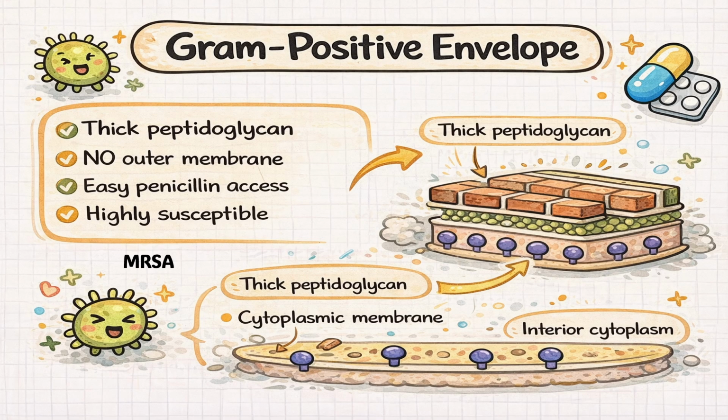The gram-positive bacteria has a thick peptidoglycan layer and has no outer membrane. This allows penicillins to easily reach their target PBPs. As a result, penicillins are generally very effective against gram-positive organisms. This explains why early penicillins were primarily used to treat gram-positive infections.